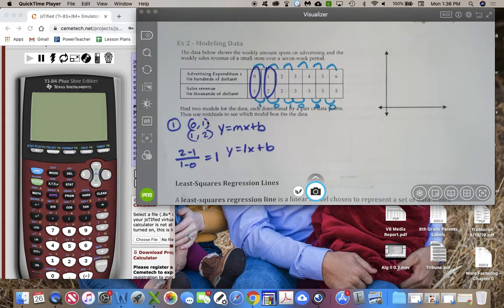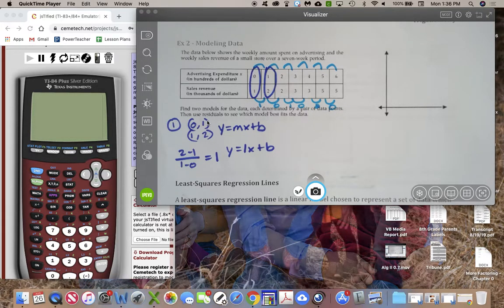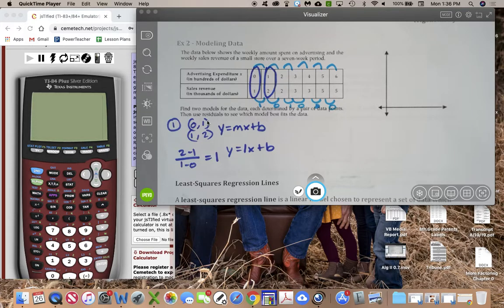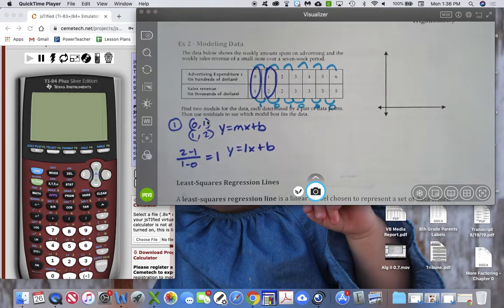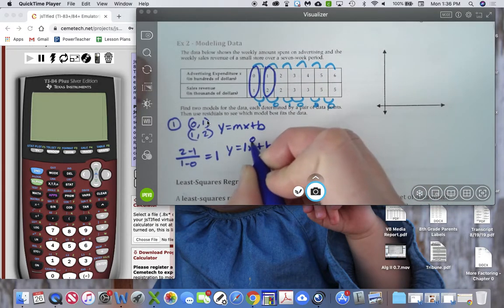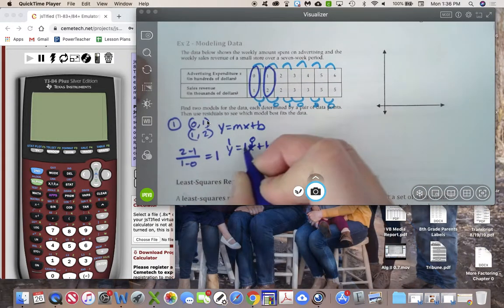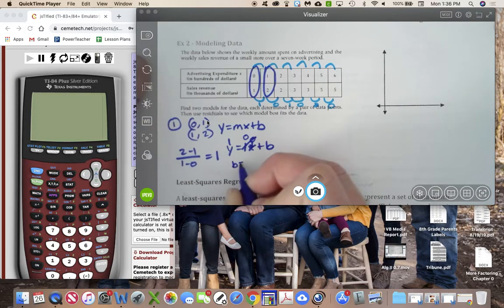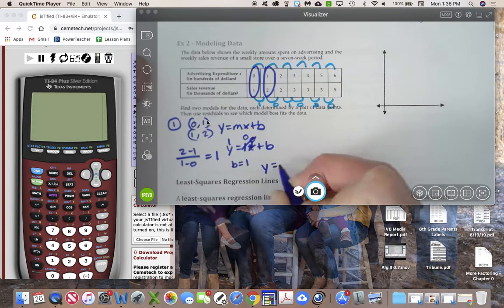Plug one of those 2 points back in. Let's plug one in. Which one do you want to use? Plug in (0, 1), the top one, of course, because it has a 0 in there, right? We're going to plug 0 in for x. 0 goes here, and 1 goes here. 1 times 0 is 0, so b is 1, and our equation is y equals 1x plus 1.